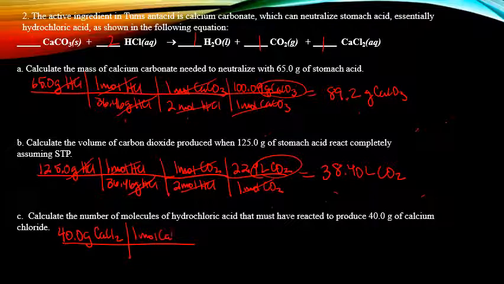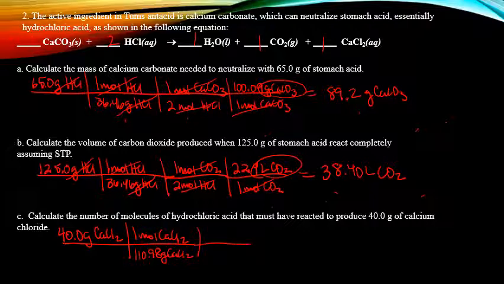We're starting with grams, so I need to use the molar mass. So I have 2 times 35.45 for chlorine plus 40.08. So that should be, I believe, 110.98 grams of the calcium chloride.